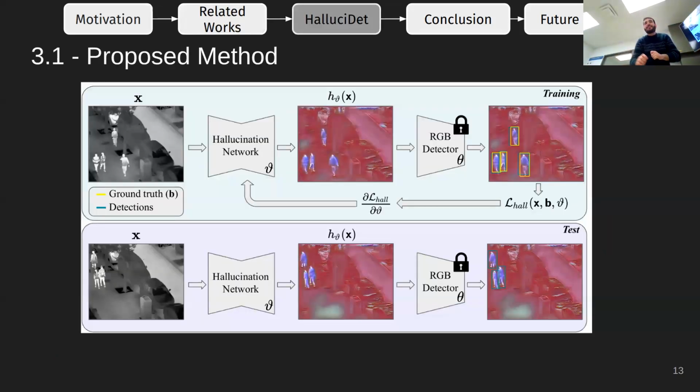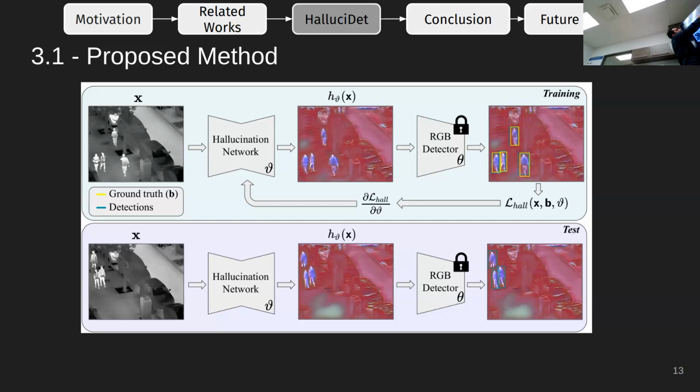So our proposed method, we are going to do that in a way that is better for the detection. So we train what we call a hallucination network. It's a model that's going to translate from one modality to a pseudo RGB. We are not targeting this image to look like an RGB image, but we are targeting the final task, that's the detection.